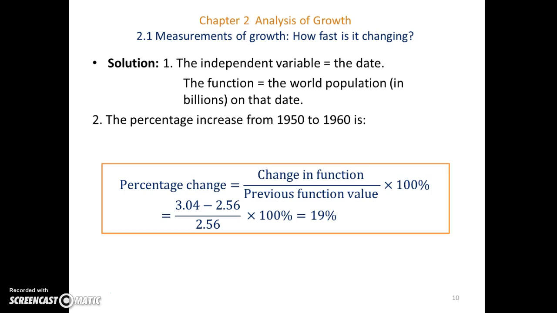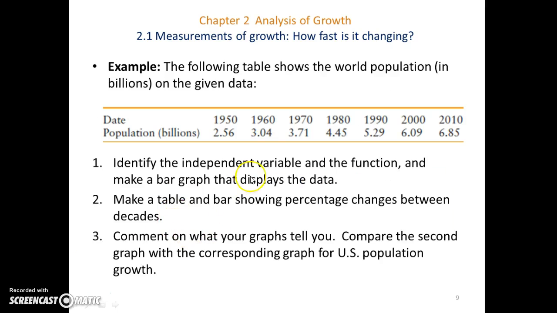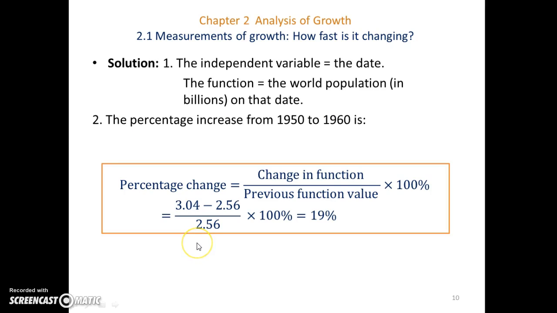To do this, we take the difference in the adjacent values of the population and divide it by the previous value in the population. So for the first one, we take the difference between the population in 1960 and 1950 and divide this difference by the population in the previous year, in 1950. Once we do this, the percentage change is 19%.